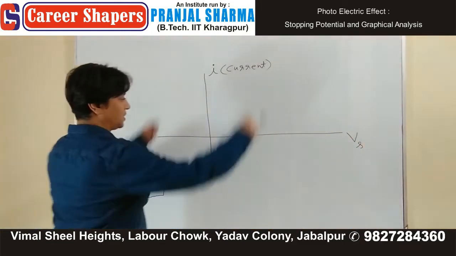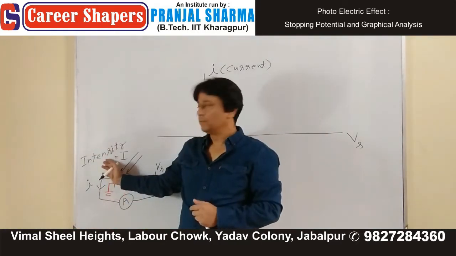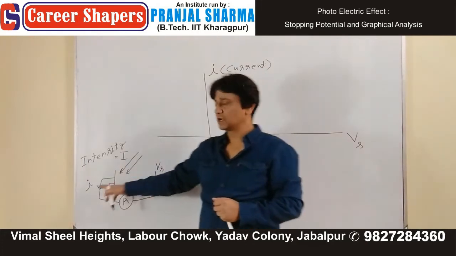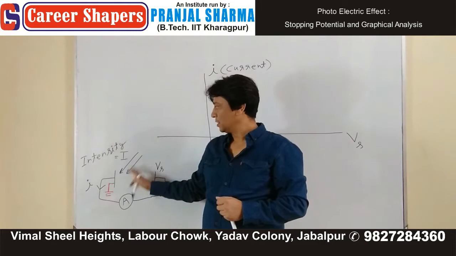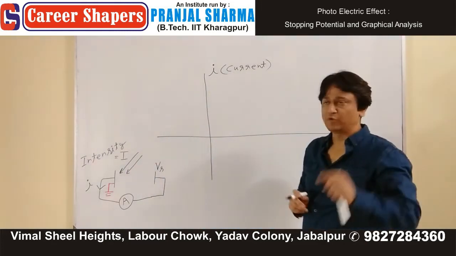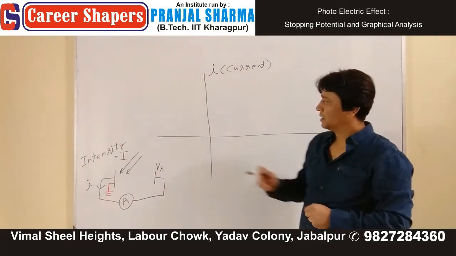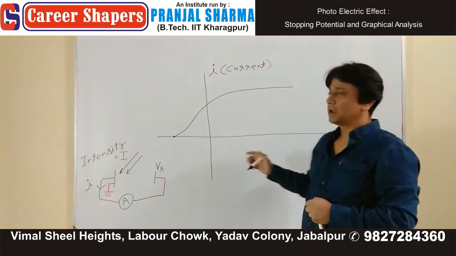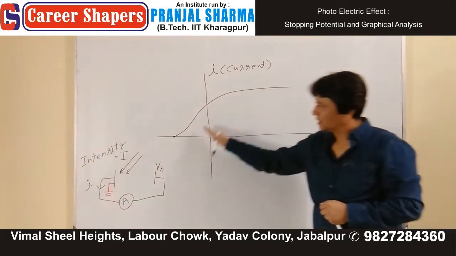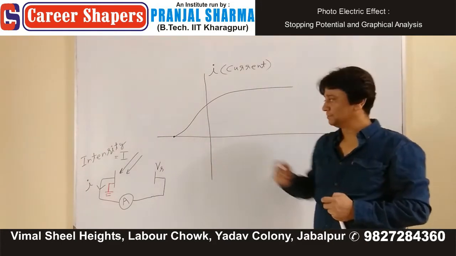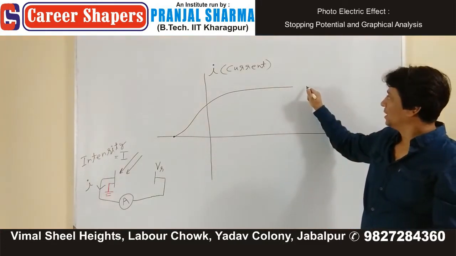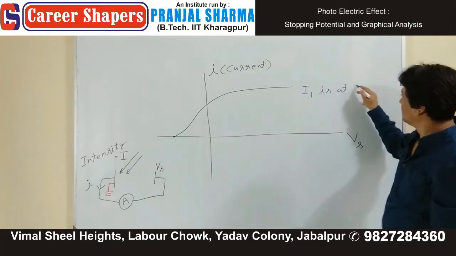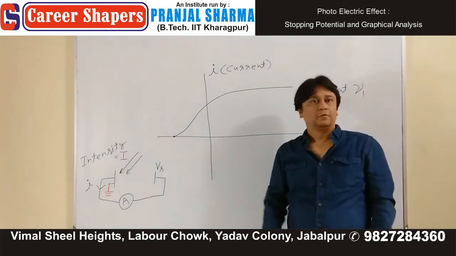Now, let's start with a given frequency. For a given frequency, what you found that electrons are moving, there is a current. You're trying to increase intensity by keeping frequency same. Then that's how the graph between I and Vs looks. If you draw a graph between I and Vs, then it looks like this. For a given intensity, let's call it I1. Remember, I1 is at nu1 for a given frequency.